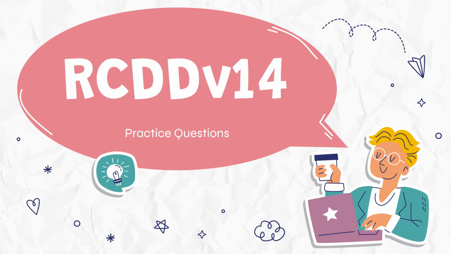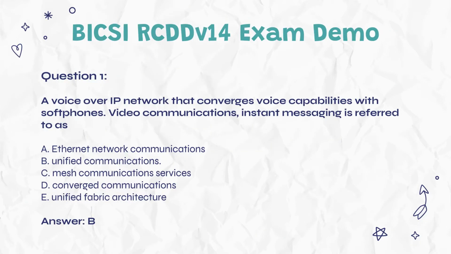RCDDv14 practice questions. Question 1. A voice over IP network that converges voice capabilities with soft phones, video communications, and instant messaging is referred to as: A. Ethernet network communications, B. Unified communications, C. Mesh communication services, D. Converged communications, E. Unified fabric architecture. Answer B.